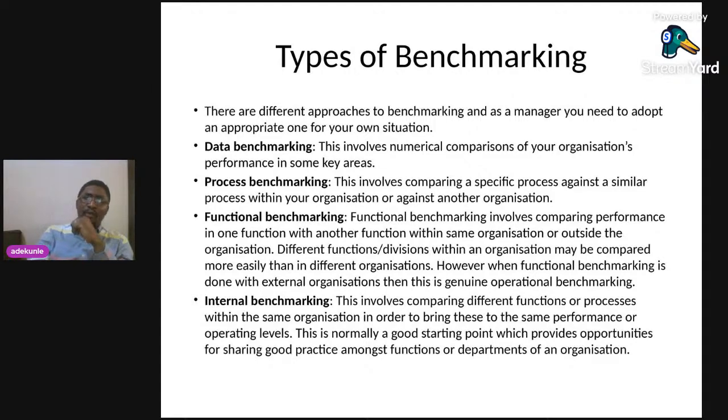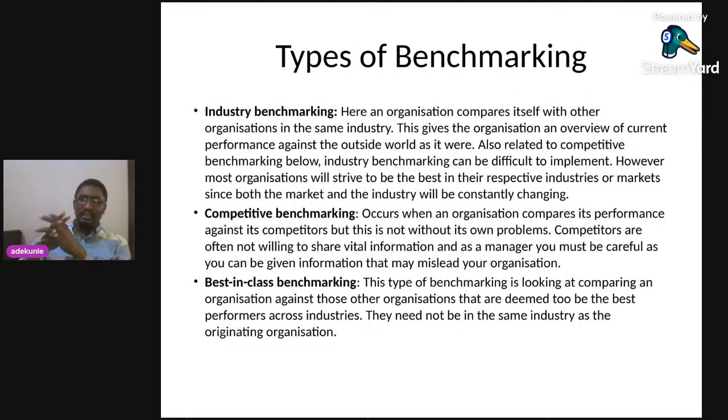Then you also have the industry benchmarking, where an organization compares itself with other organizations in the same industry. This gives you an organizational overview of current performance against the outside world. So we have what we call competitive benchmarking. This occurs when an organization compares its performance against its own competitors. But this is not without its own problem, because no competitor will want to give out its trade secrets.